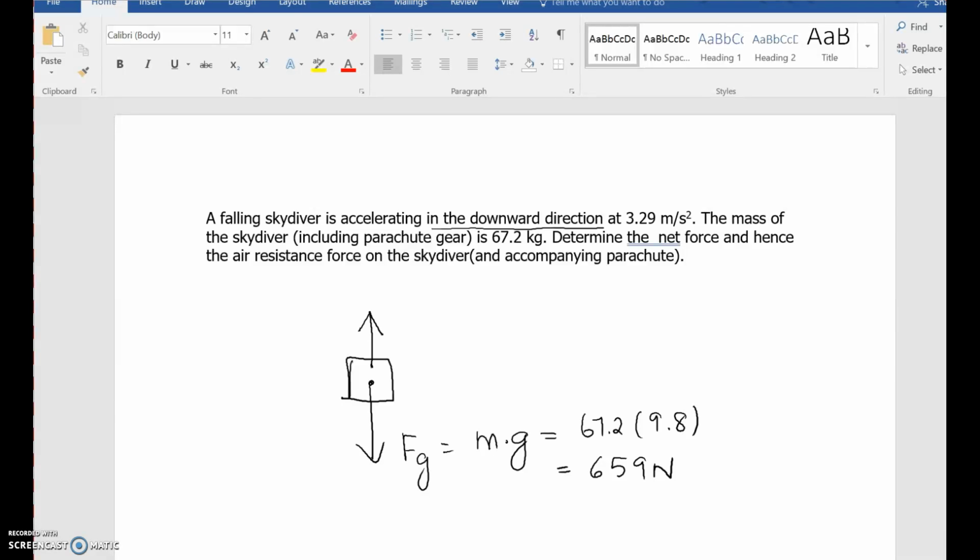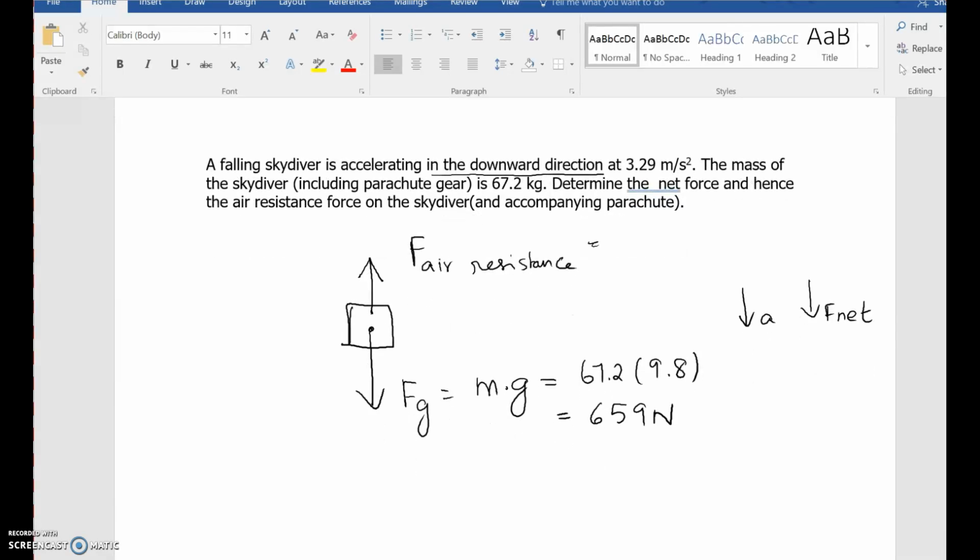So the question is, is air resistance smaller than gravity or bigger than gravity? How do we know that? The problem says that he is accelerating in the downward direction. So if your acceleration is in the downward direction, that means your net force is in the downward direction as well, which would imply that the downward force must be bigger than the upward force. So we know that we have to make gravity larger than our air resistance. We don't know what air resistance is, but we do know that the acceleration is 3.29.